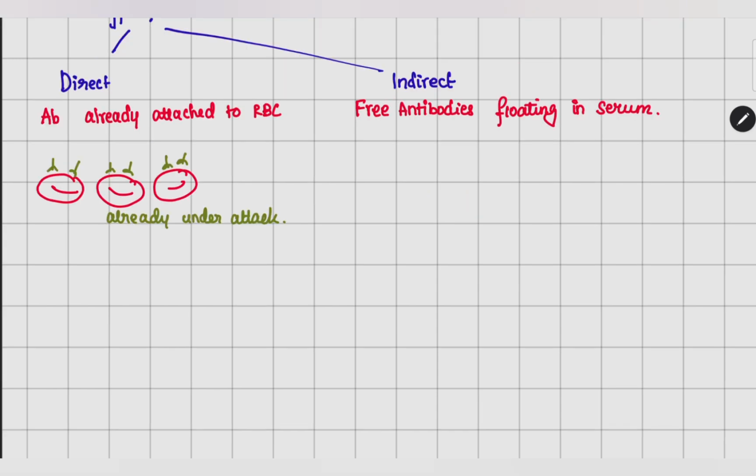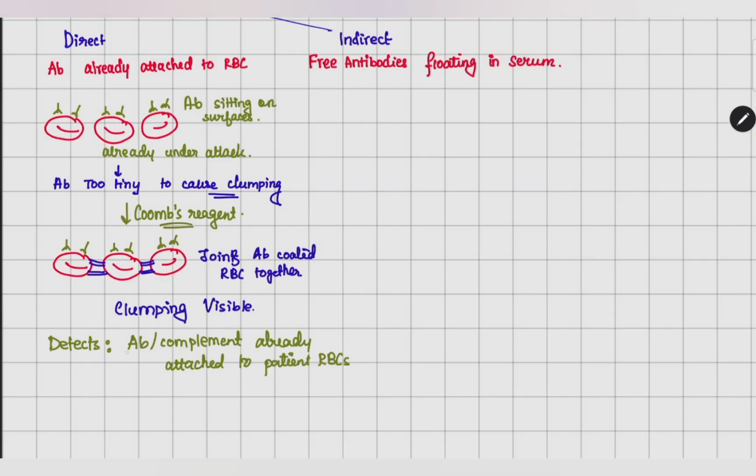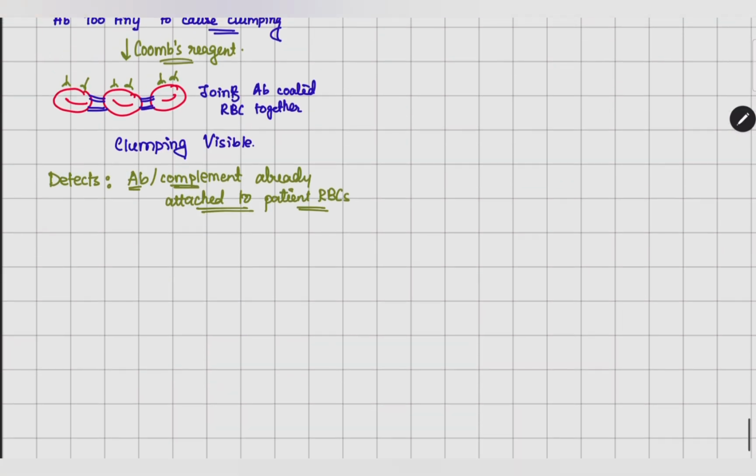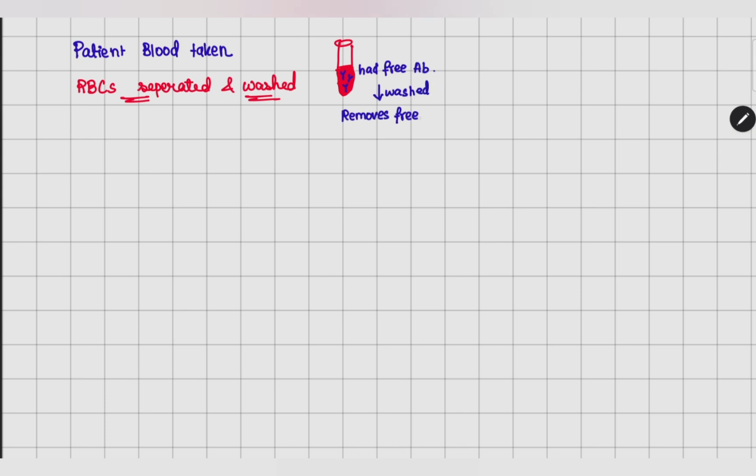In direct Coombs test, the RBCs are already under attack. The antibodies are sitting on their surfaces, and the antibodies are too tiny to cause clumping. So we add the Coombs reagent, and what does this reagent do? It joins the antibody-coated RBCs together, and it makes the clumping visible. So what does it detect? It detects the antibody or the complement that is already attached to the patient's RBCs. So what's the procedure? First of all, the patient's blood is taken. The RBCs are separated and washed. Why is it washed? It's washed because the serum has free antibodies, and washing removes the free antibodies.